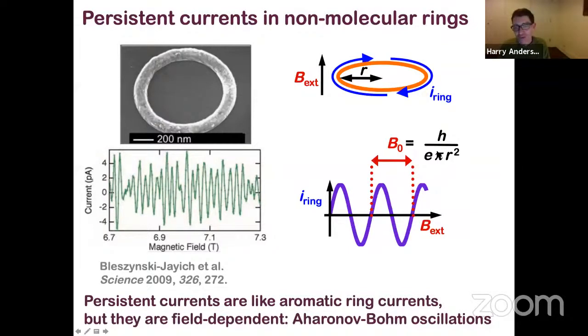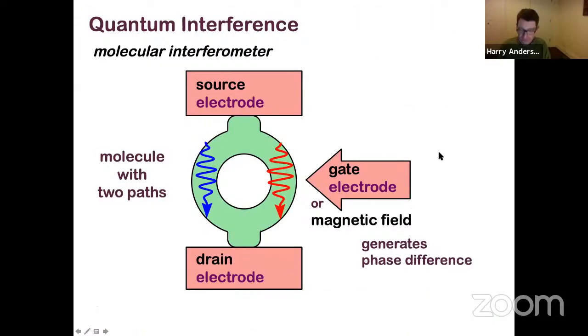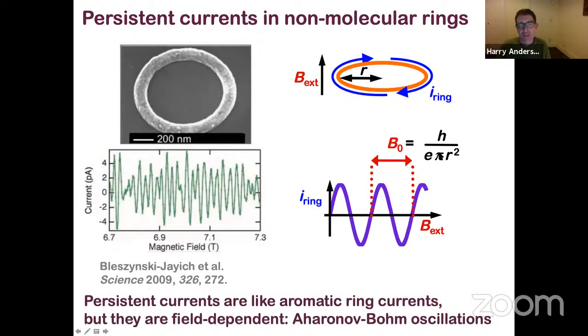So it's proportional to 1/πr². The largest magnetic fields that you can easily get in the laboratory are about 20 Tesla. And in order to see one of these cycles for 20 Tesla, you'd need a molecule which is about 20 nanometers across. And no one's looked at an aromatic molecule anything like that big.